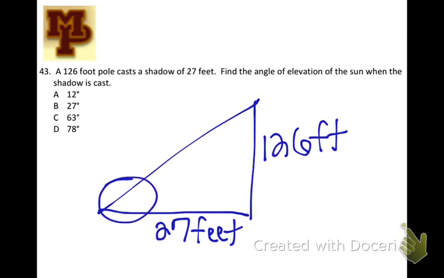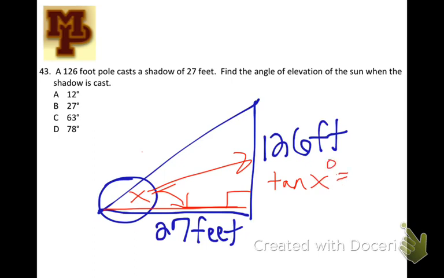It's on the way up. So it's always the angle that's made with the horizontal. So angle of elevation, we can see the sides involved here are opposite and adjacent. So that's a tangent. A lot of times with angles we call them theta, but for this class I'll say x. So tangent x degrees is equal to 126 over 27.